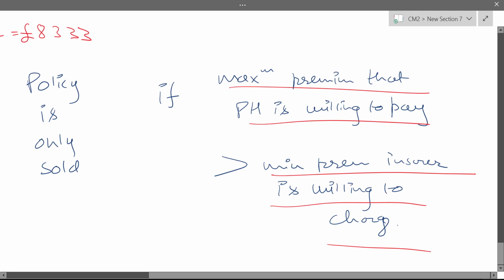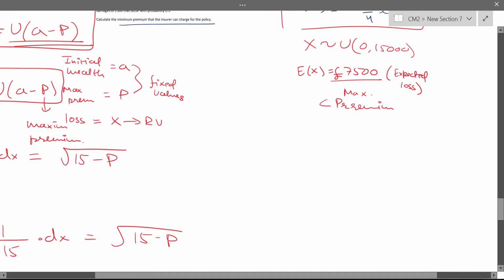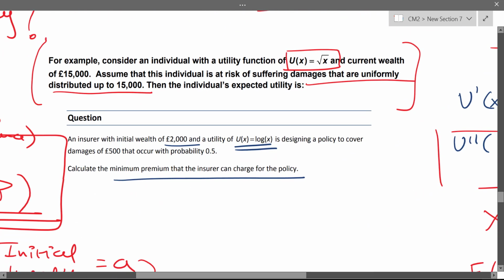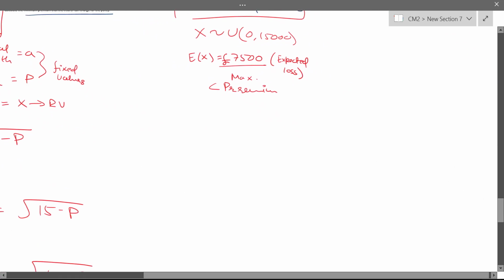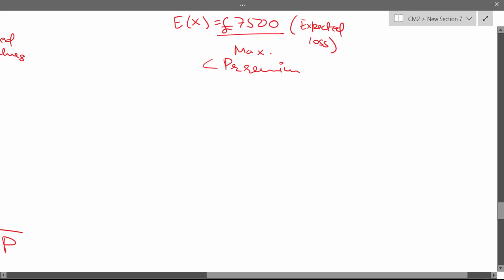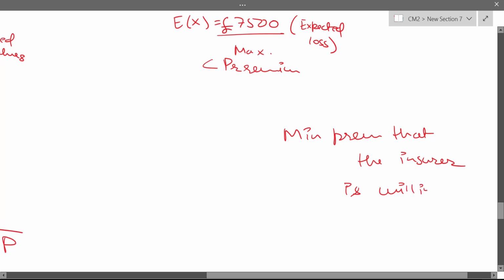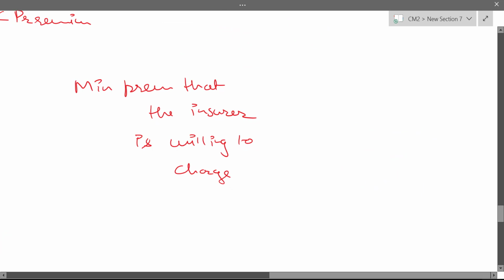Okay. Simple point. Now, what I want to do is I want to work the insurer's side of this as well, like for a separate contract. Let me show you how it works for the insurer. Okay. So, let me first give you an equation. So, an insurer, if you want to find the minimum premium that the insurer is willing to charge, how do you do that? Let's say the initial wealth of the insurer is again A.